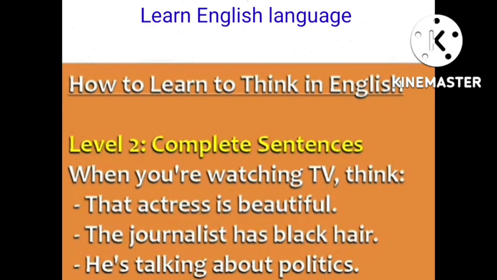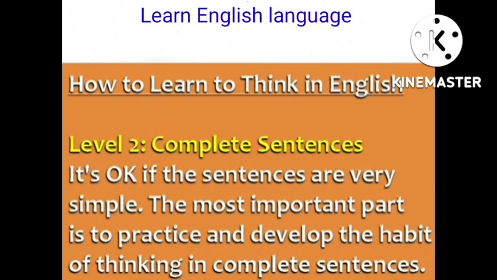When you're watching TV, think, "That actress is beautiful. The journalist has black hair. He's talking about politics." It's okay if the sentences are very simple. The most important part is to practice and develop the habit of thinking in complete sentences.